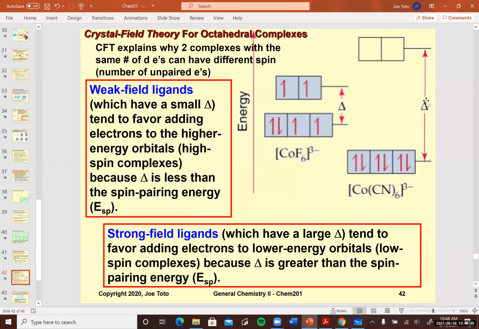Whereas in this case, delta is so big because cyanide is a strong field ligand, or a strong splitter, which leads to large deltas. So it's cheaper to do 1, 2, 3, and then the fourth electron pair it, because you have to spend the ESP, the spin pairing energy, which is going to be smaller than the gap energy for these cases. All right, so any questions on that?